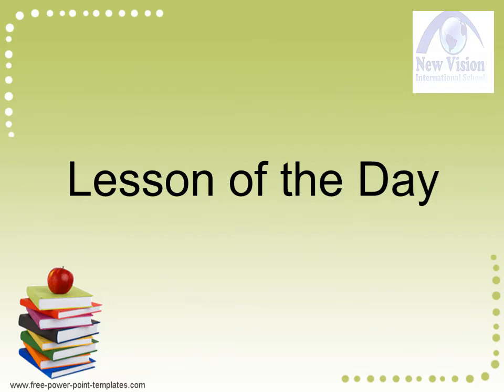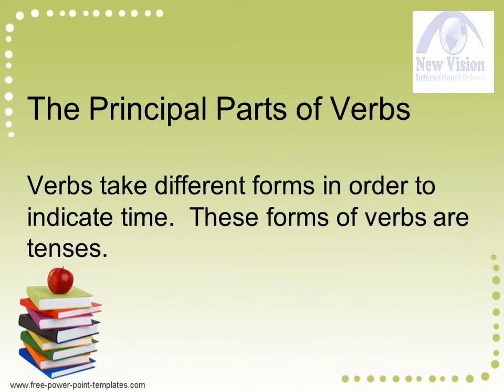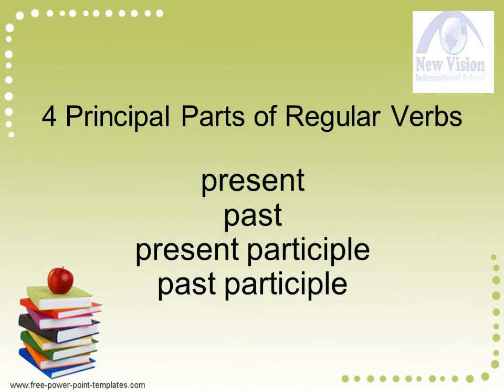And now, are you all ready for our lesson of the day? Today, we are going to study about the principal parts of verbs. Verbs take different forms in order to indicate time. These forms of verbs are tenses. There are four principal parts of regular verbs: present, past, present participle, and past participle.